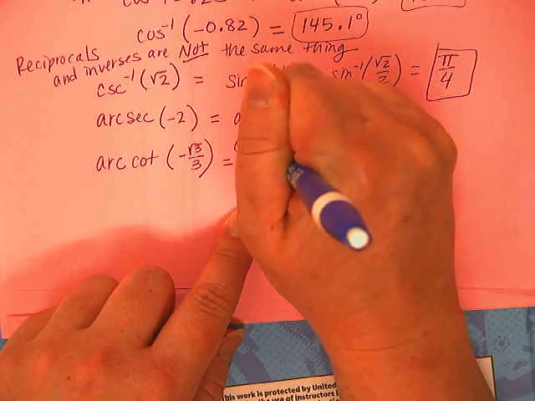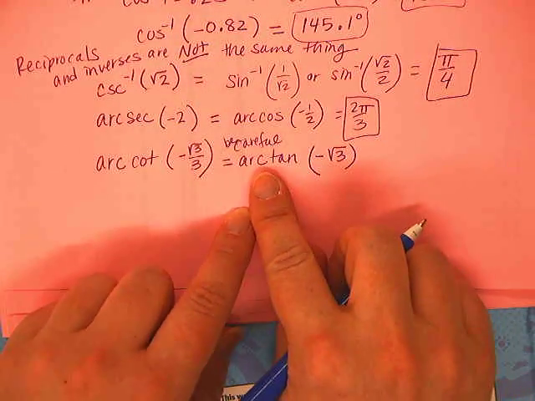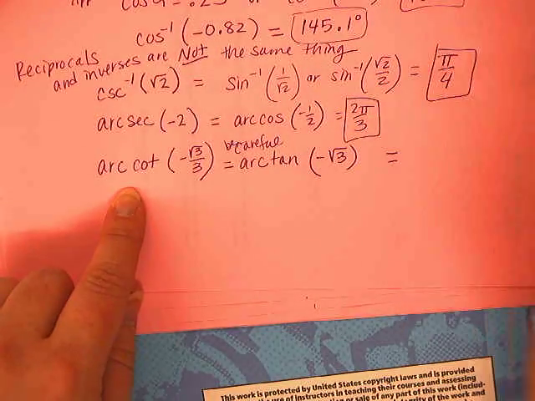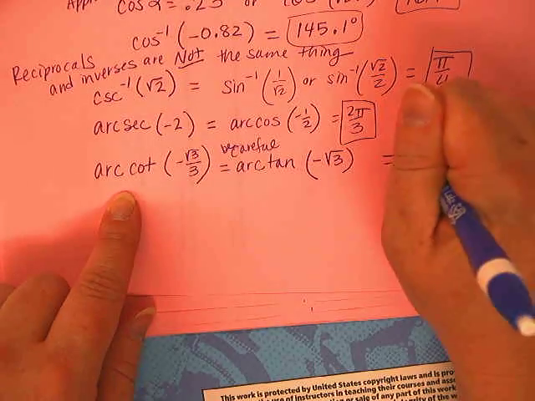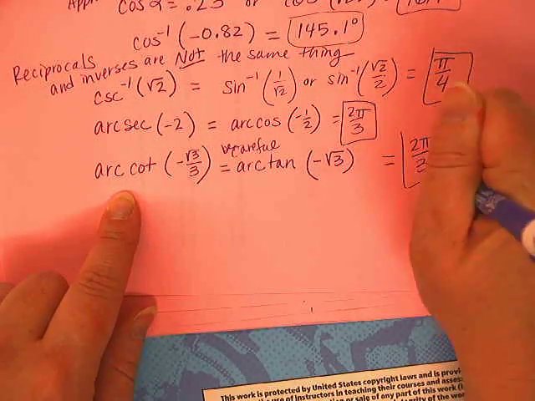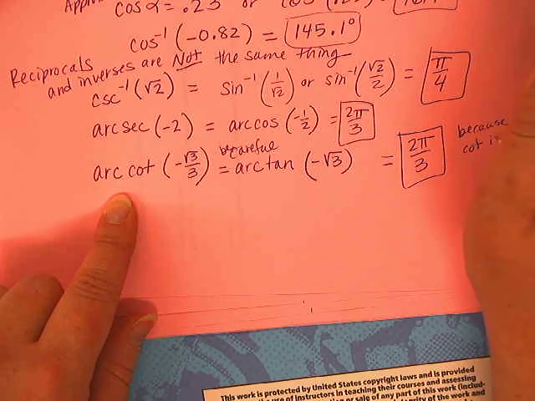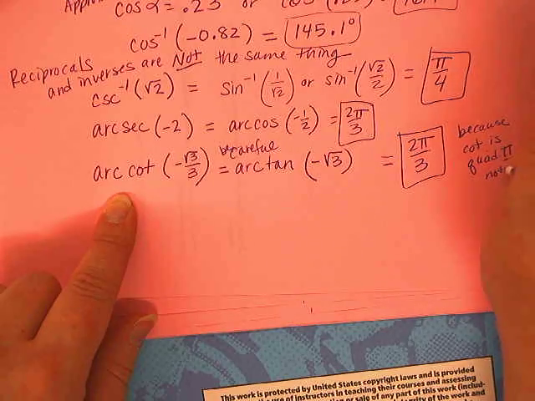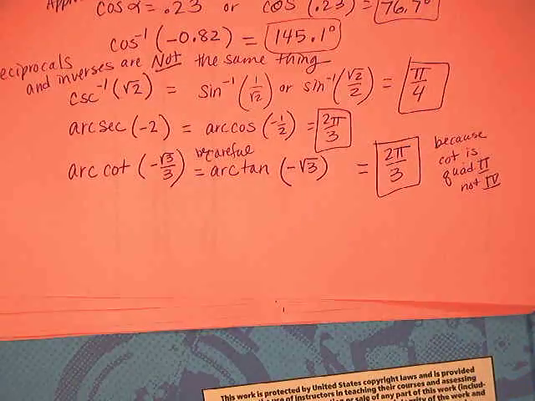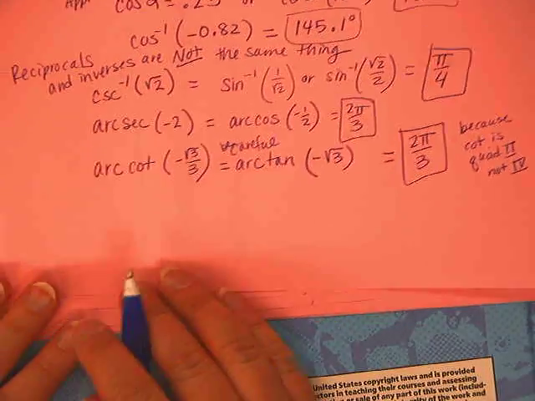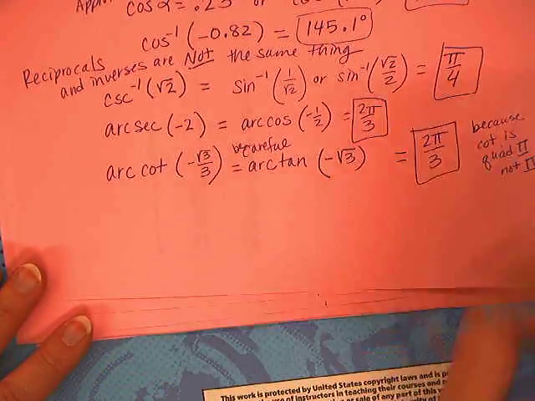But we're not actually doing that. We're just using this to figure it out. Be careful. So we actually have to do quadrant 2. Instead of negative pi thirds, the answer would be 2 pi thirds because cotangent is quadrant 2, not 4. You hate cotangents now, don't you? Okay, it gets worse.